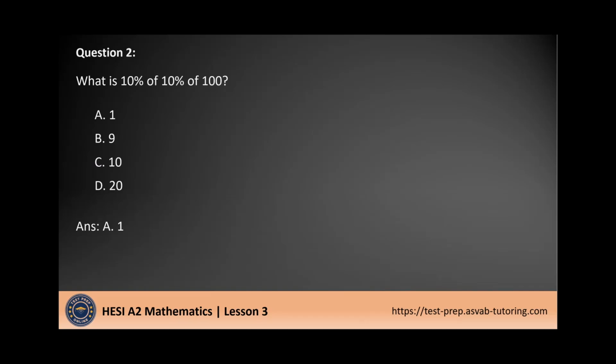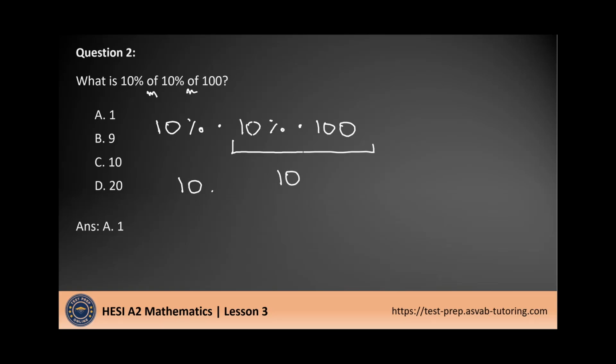What is 10% of 10% of 100? So remember, of is going to mean multiplication in our word problems. So really we have 10% times 10% times 100. Okay, we could turn those into decimals, but we should know that 10% of 100 is just going to be 10. So now we have 10% of 10. And we should know that 10% of 10 is just going to be 1.